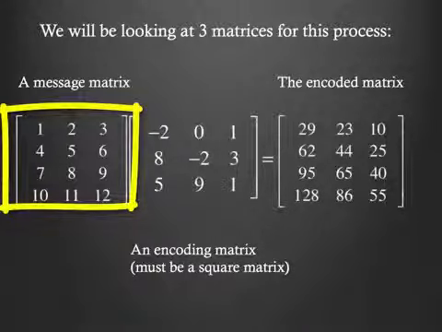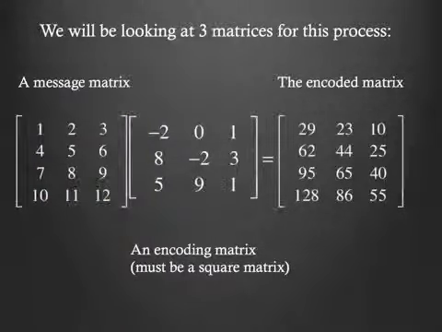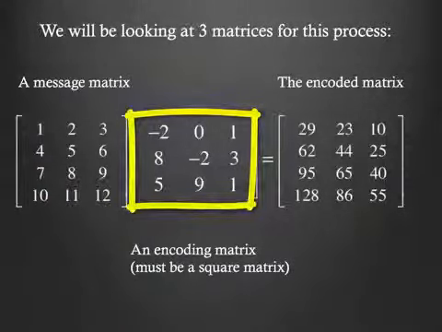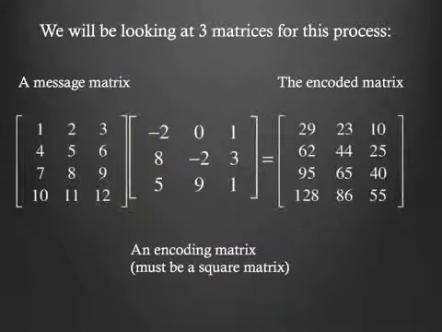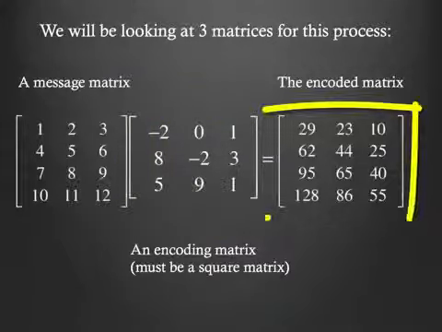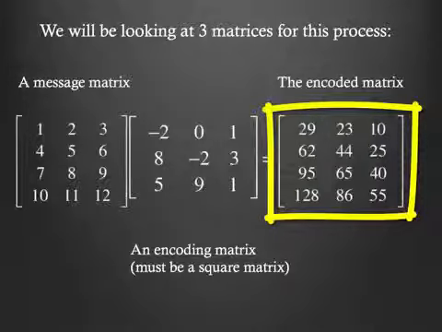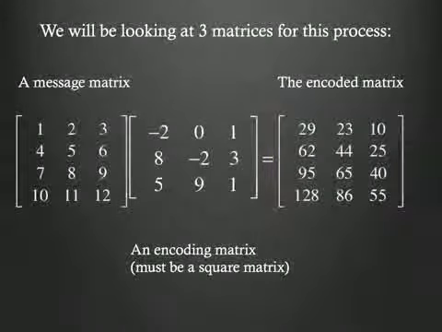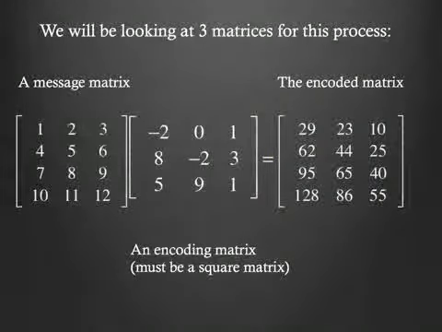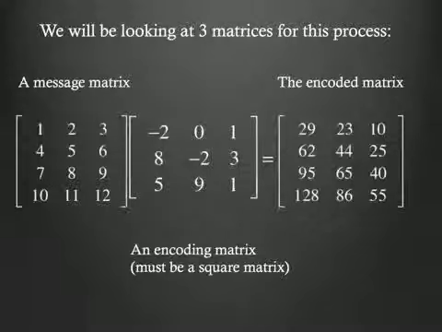You're going to have a message matrix. You're going to need an encoding matrix. And then when you multiply those two things together, you'll get what's called the encoded matrix. That's our secret that we're going to be sending along to somebody else, so that if it got intercepted, nobody would know what it really says unless they have something.